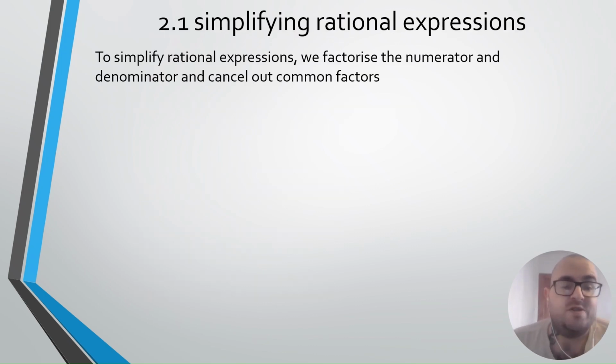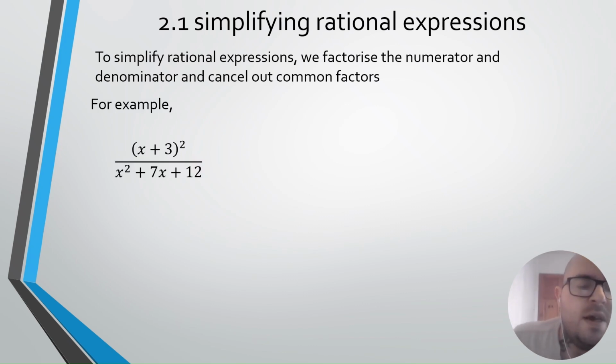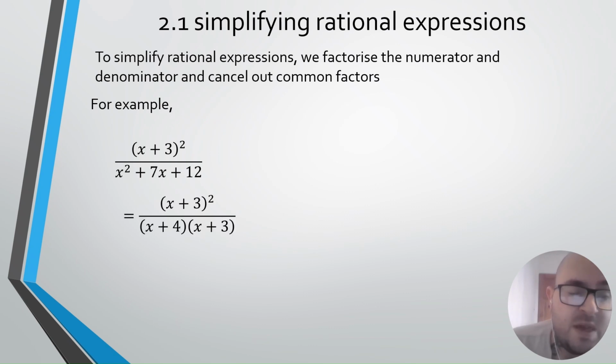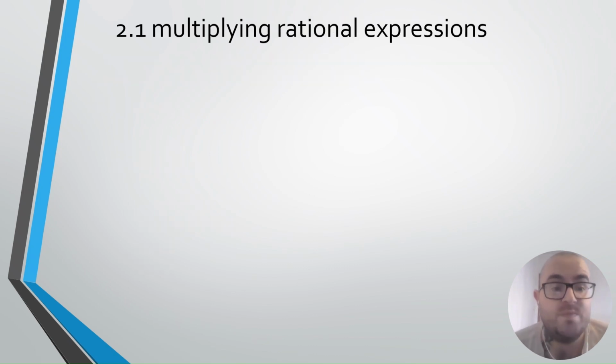Simplifying rational expressions. To simplify a rational expression, we factorise the numerator and denominator and then cancel out common factors. For example, x plus 3 squared over x squared plus 7x plus 12. That factorises out as x plus 3 squared over x plus 4 times x plus 3, and we cancel out the x plus 3 in the bottom and one of the x plus 3's on the top, and it leaves us with x plus 3 over x plus 4.